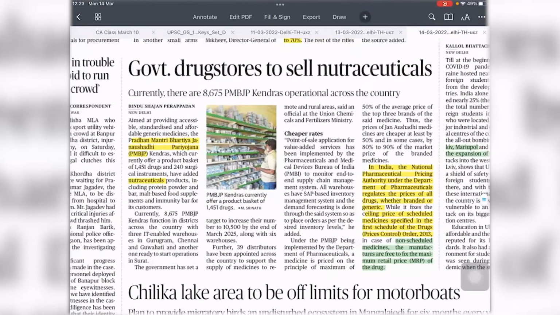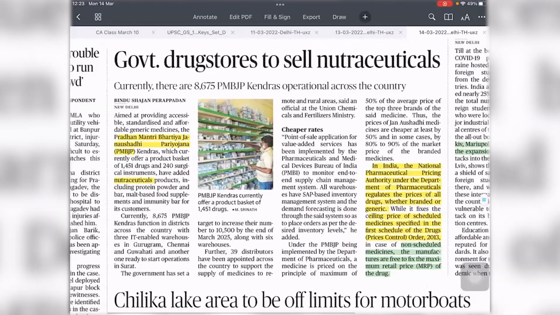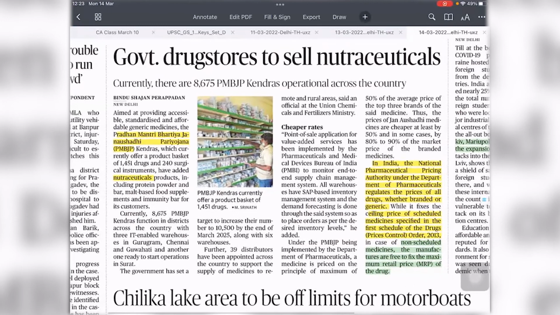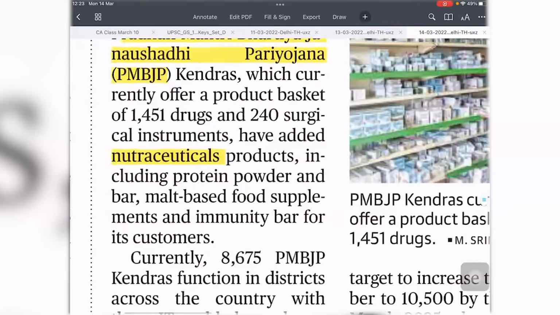Generic medicines, prelims questions. Okay, so this is an article which tells you about prelims questions. First of all, what are generic medicines? Next, what is compulsory licensing? The third one is, what are nutraceuticals? So what are they?